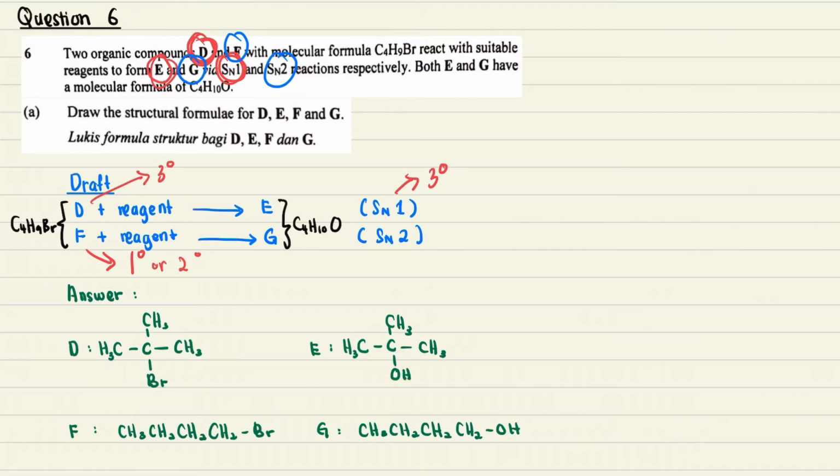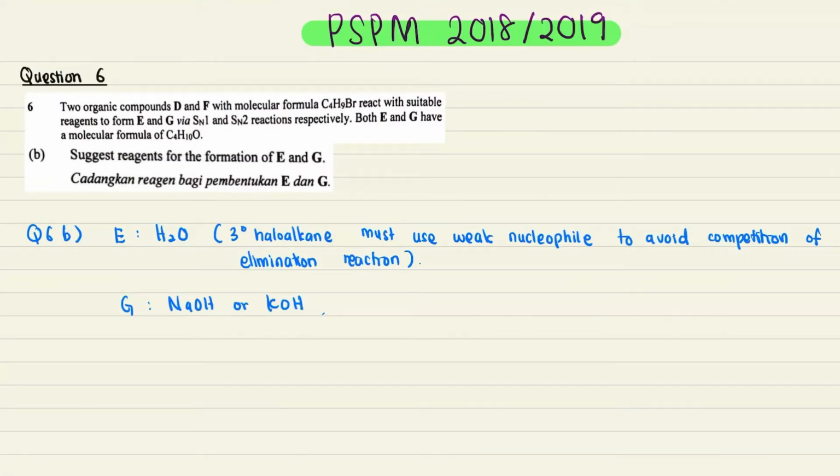So, that is our product. And then, for F, I put primary. Okay, but like I said, if you put secondary it is also acceptable. Secondary haloalkane, so the product is the same: Br is replaced with OH. Alright. Okay, so, the next question.